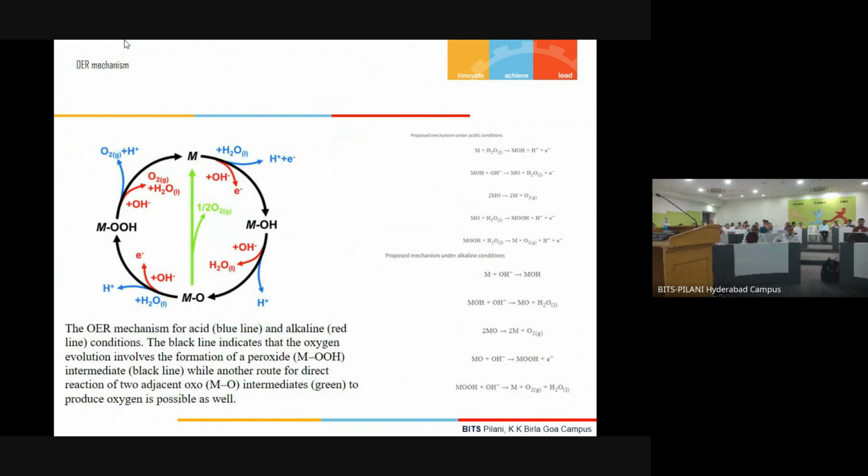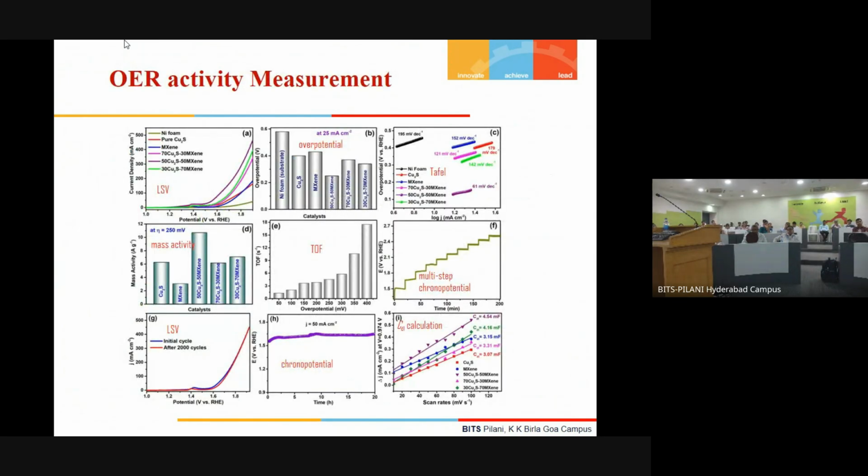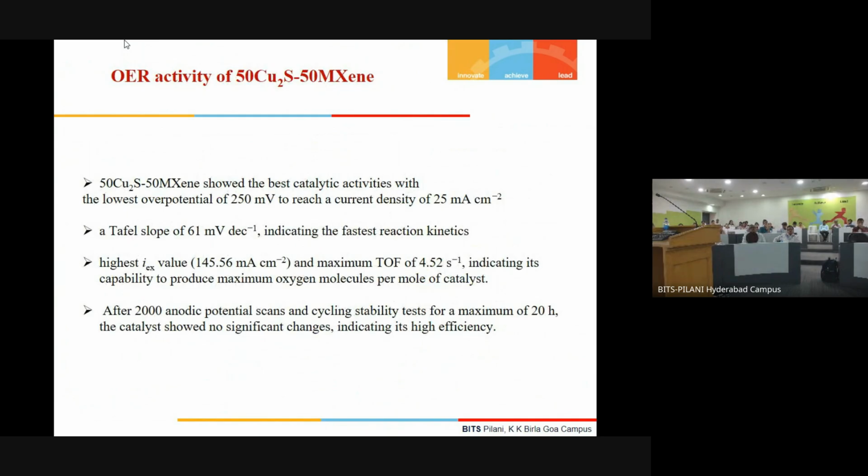Yesterday, Professor Roy explained the oxygen evolution reaction, OER. We have done the standard electrochemical tests, like LSV, studied the overpotential, calculated the Tafel slope, and done the TOF and stability tests. We have seen that this material is a very good OER catalyst, compared to iridium oxide and others, which are very costly but are the benchmarking materials for OER.